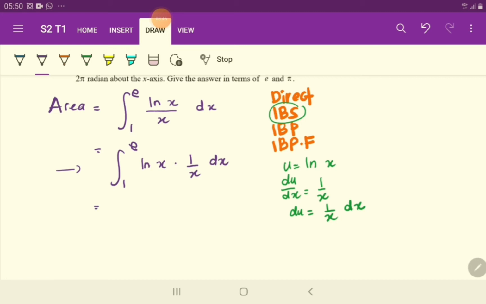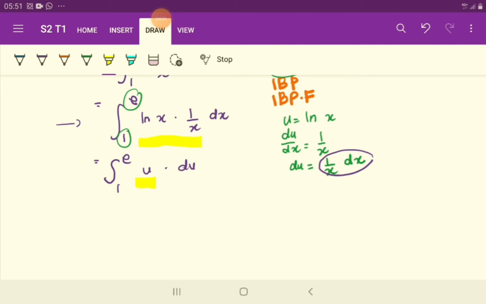Okay, so now in this question I want to show how to use the IBS technique without changing the limit. So let's substitute. ln x is equal to u, 1 over x dx is equal to du. Okay, so we reach the purpose of IBS where we are actually simplifying the original integral into a simpler one, a very simple one. When you substitute the u, we don't have to write the limit yet, because the limit is actually for x value. We didn't change the limit as in the previous question.